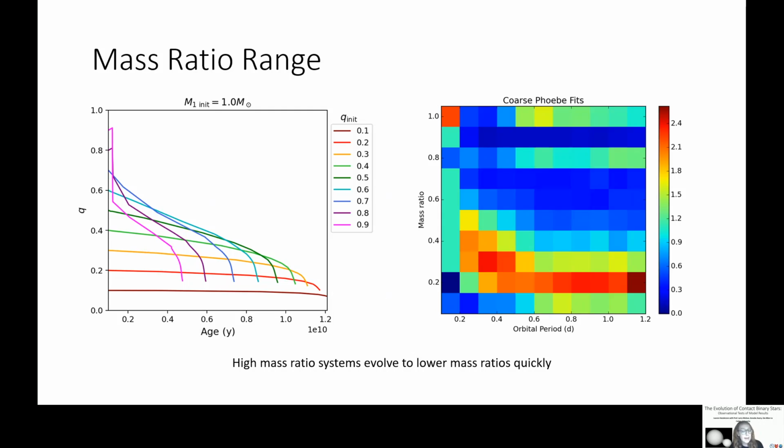The plot on the left has age on the x-axis and mass ratio on the y-axis. The calculations show that very quickly after the stars come into contact, within less than 1 billion years, which is on a thermal timescale, stars with high mass ratios drop to lower mass ratios. As you can see, this is consistent with observation.